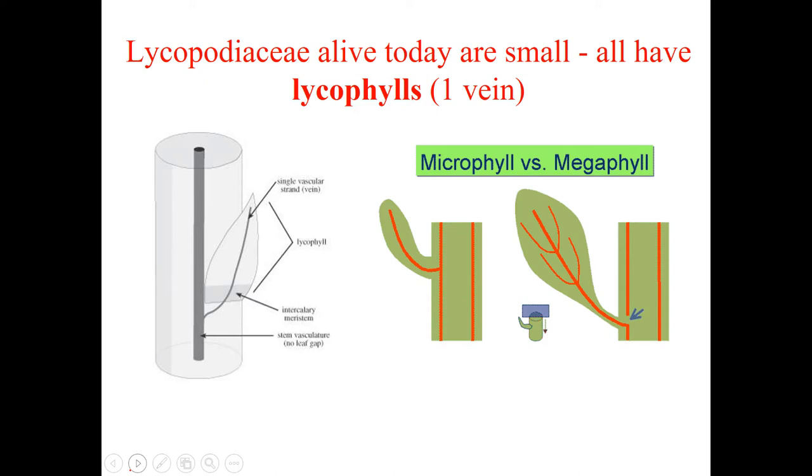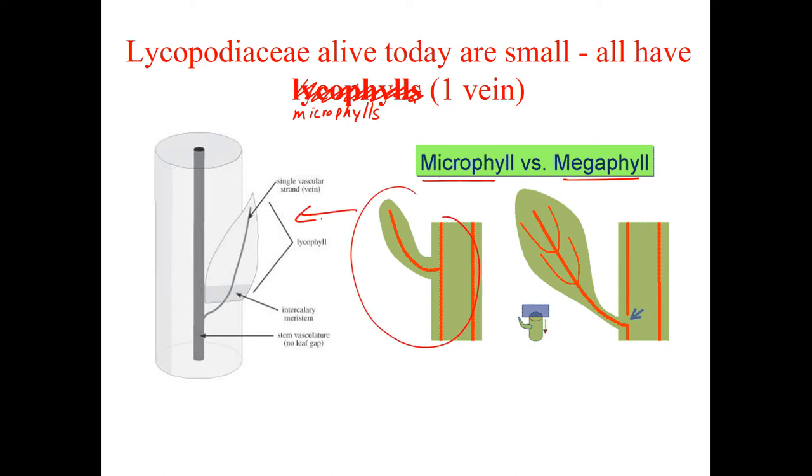All of the lycopods today have really small leaves. Now, Simpson calls these lycophylls, but no one else calls them lycophylls, so we're not going to use that term. We're going to use the term that everyone else besides Simpson uses: microphylls. Literally, microphyll means small leaf, but they're not just small leaves. The technical distinction between microphylls and megaphylls, microphylls in the Lycopodiaceae and its relatives and megaphylls in just about everything else, there are technical differences between them.